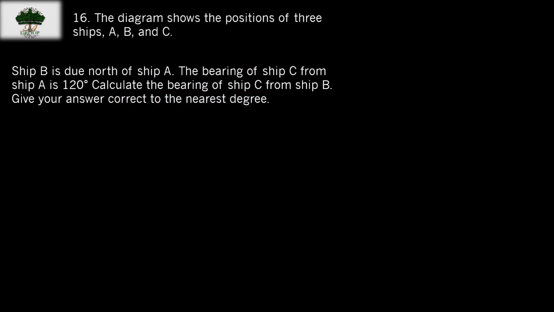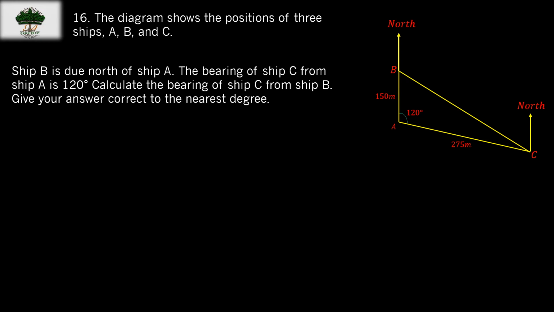Now, in question number 16, the diagram shows the position of three ships A, B and C. This is the diagram. So ship B, sorry, is due north of ship A. The bearing of ship C from ship A is 120 degrees, which is clearly shown in the diagram. Calculate the bearing of ship C from ship B and give your answer correct to the nearest degree. All right, so the bearing of ship C from ship B means that we need this part. So we need to calculate the measure of this angle.